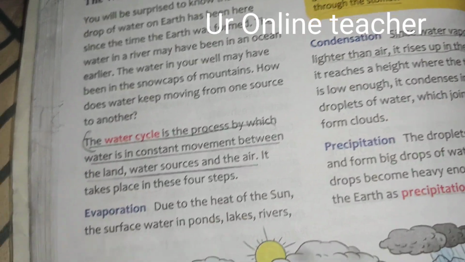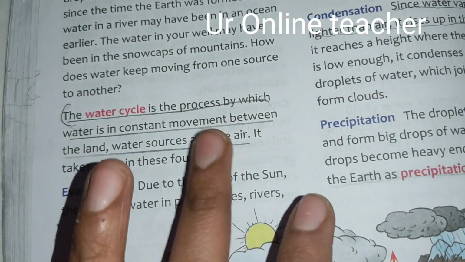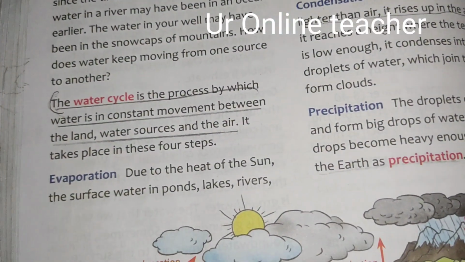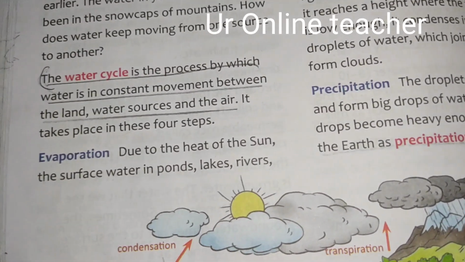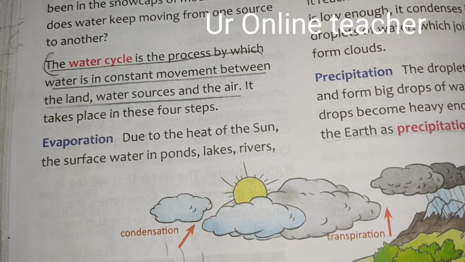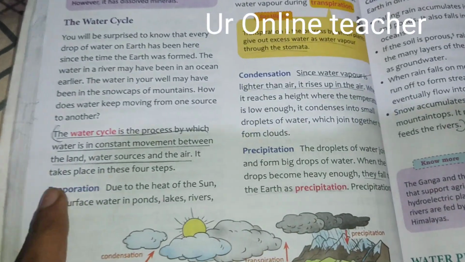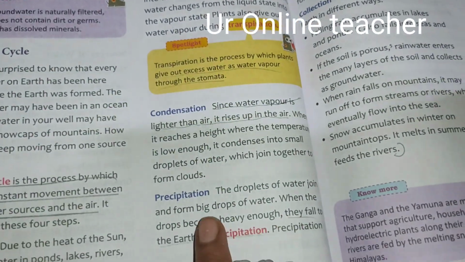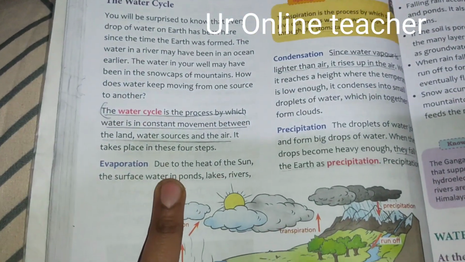We will know this. What is the water cycle? It is a process by which water is in constant movement between land, water sources and air. Means water will be like a cycle, rotating continuously between land, water source and air. So how is it possible? It is possible by 4 steps: evaporation, condensation, precipitation and collection.